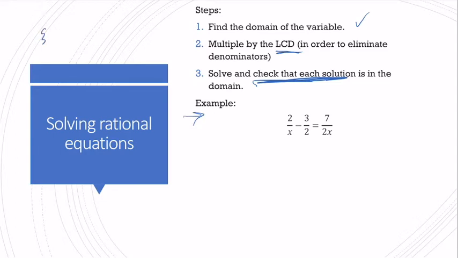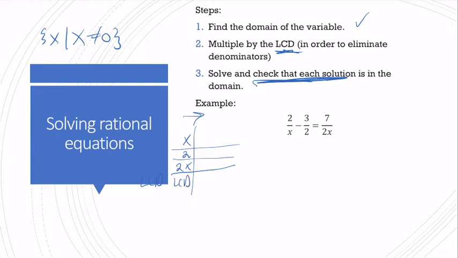Our domain is x such that x doesn't equal 0. The next thing I need to do is determine my LCD. So what's the LCD of x, 2, and 2x? Well, in order to remember, I used to make this table. You don't have to make this table if you see what the LCD is, but if you don't, it can be helpful. Okay, so in order to be divisible by x, I need a factor of x. In order to be divisible by 2, I need a factor of 2. And in order to be divisible by 2x, I need a factor of x and a factor of 2. So my least common denominator is going to be 2x.